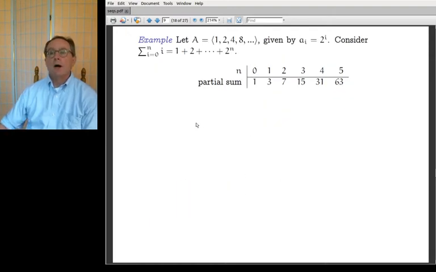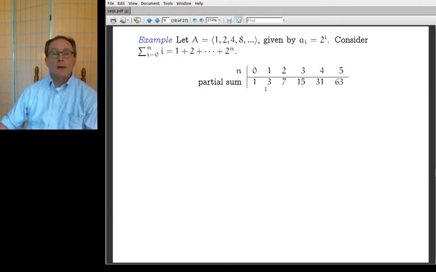Another example, if you take the powers of 2, and I want to sum up the indices i equals 0 to n. I'm adding up 1 plus 2 plus 4 plus 8 plus 16, etc. So if I add just the 1, there I am, 1 plus 2, 1 plus 2 plus 4, 1 plus 2 plus 4 plus 8, 1 plus 2 plus 4 plus 8 plus 16, 1 plus 2 plus 4 plus 8 plus 16 plus 32. And a person notices, of course, about this sequence that it is the power of 2 minus 1. So this is 2 to the 1 minus 1, this is 2 to the 2 minus 1, 2 to the 3 minus 1, 2 to the 4 minus 1, 2 to the 5 minus 1, like that.